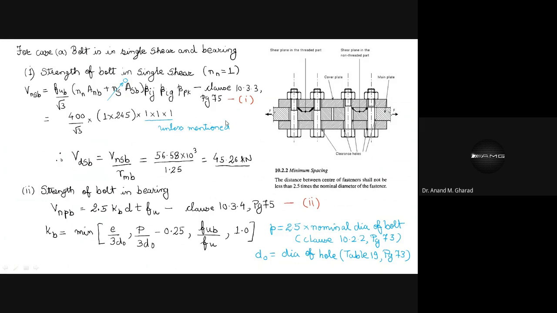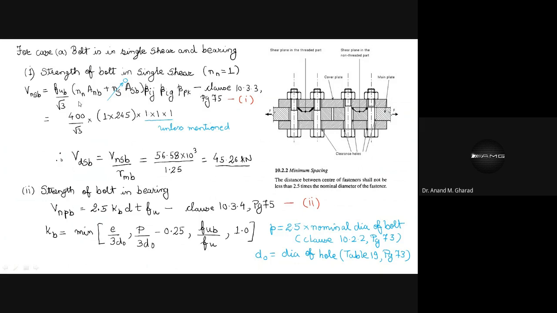So I have written, unless it is mentioned, if any of the conditions are not mentioned, what you are supposed to do is consider all these values to be 1, and therefore this formula will reduce to only this part. Is this okay?